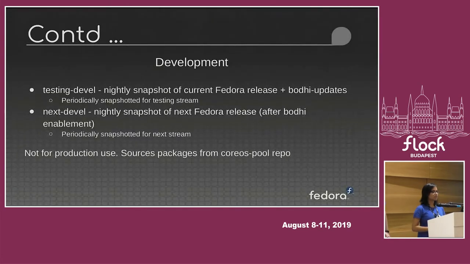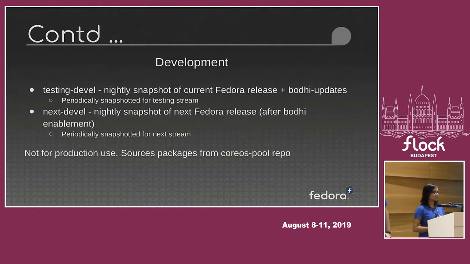And these are the development streams, testing-devel and next-devel. So testing-devel is the nightly snapshot of the current Fedora release, which will be 30, and the Bodhi updates. Periodically, it gets snapshotted to the testing stream. So what we have in the production testing stream comes from testing-devel.